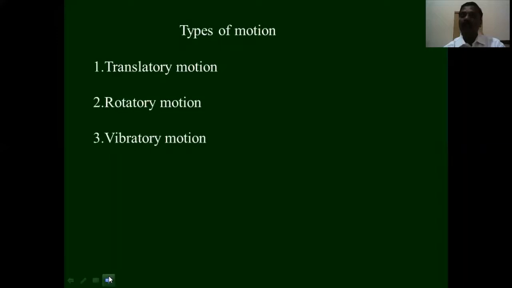The third motion is called vibratory motion. Now we know, like the needle of a sewing machine, it is moving up and down, up and down. It is tracing the same path again and again. It is called vibratory or oscillatory motion. So in this case, the motion may be up and down or to and fro, meaning it may be taken along the horizontal axis or along the vertical axis. Okay.